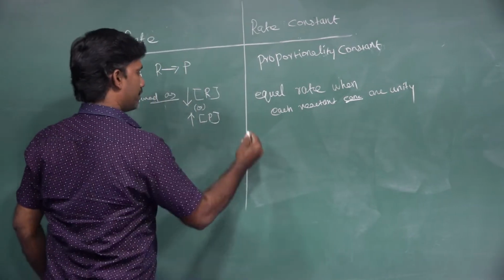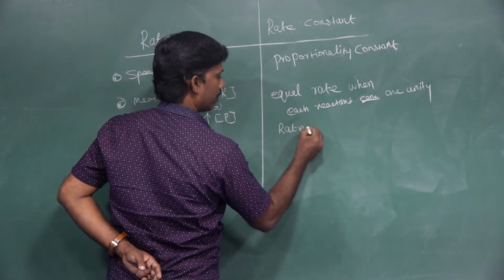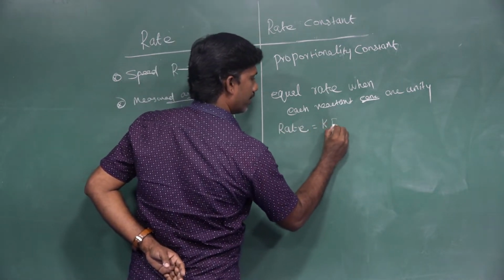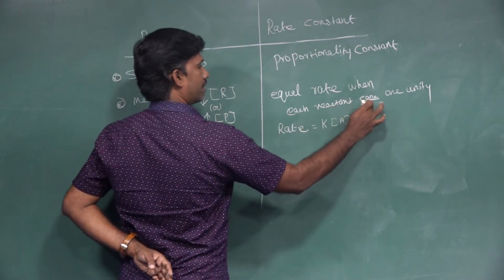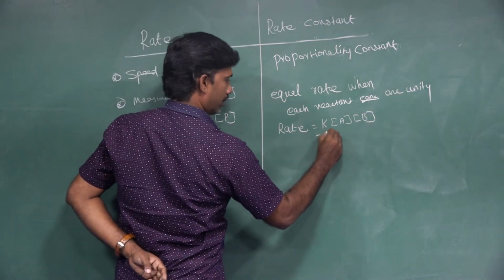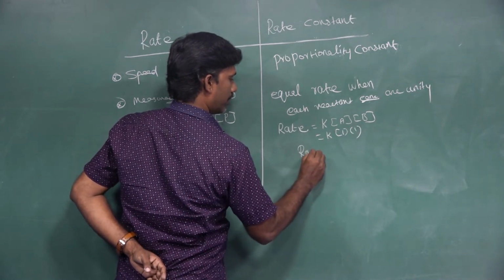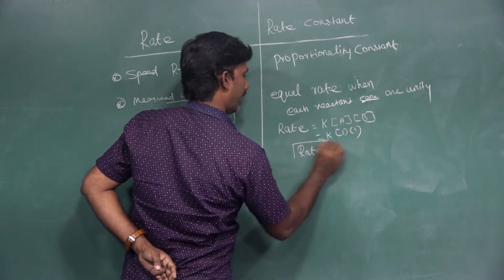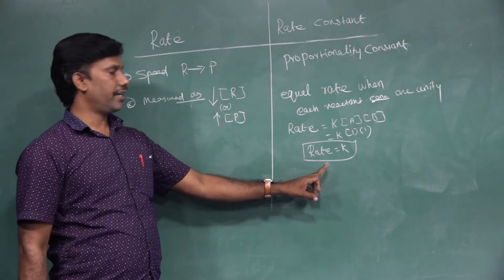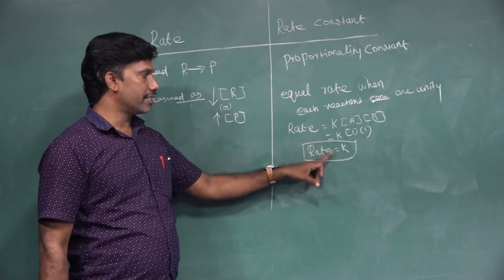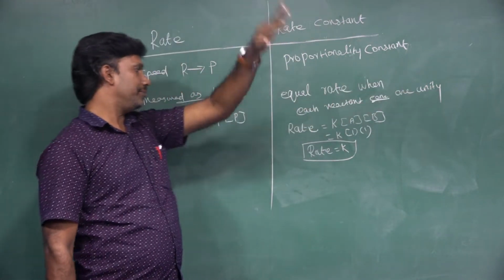So for example, let me explain this. What is the rate expression? Rate equals the rate constant times the concentration of A and B. What does it mean? Each reactant concentration is unity. Unity means 1. Then K into 1 into 1. So now rate equals K. That means when the reactant concentrations are unity, rate equals the rate constant. K is the rate constant. Rate equals rate constant, not at all times, only when the reactant species concentrations are unity.